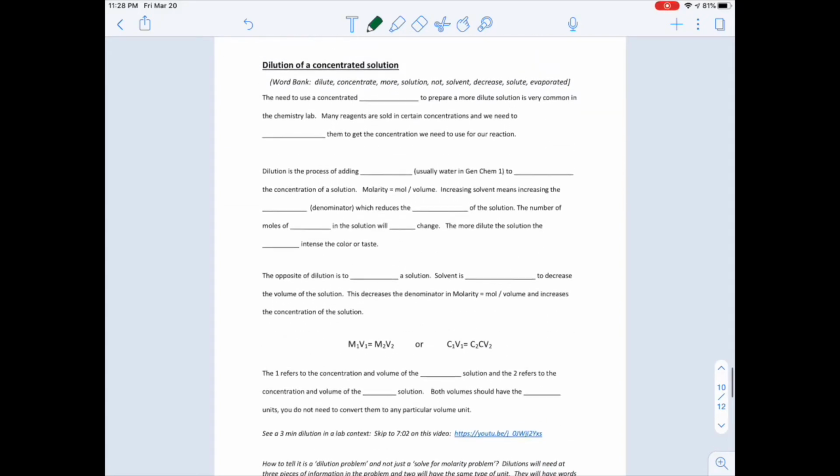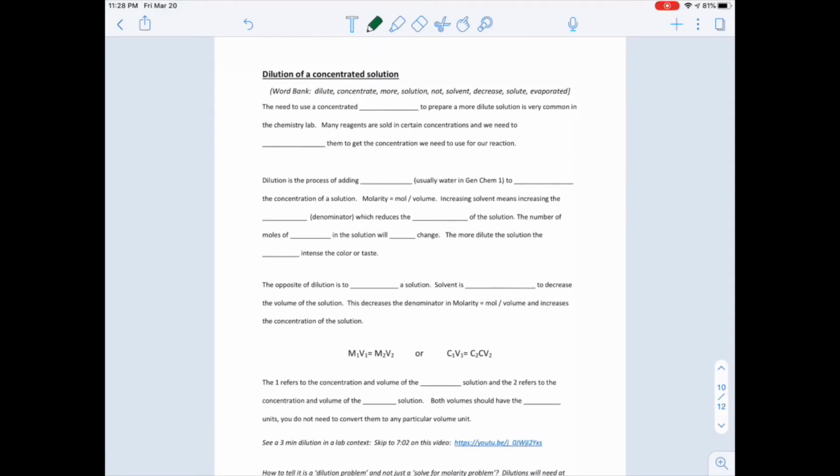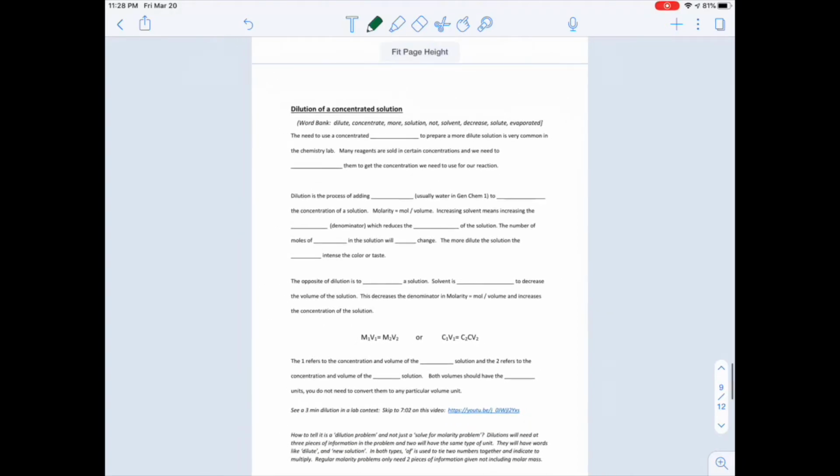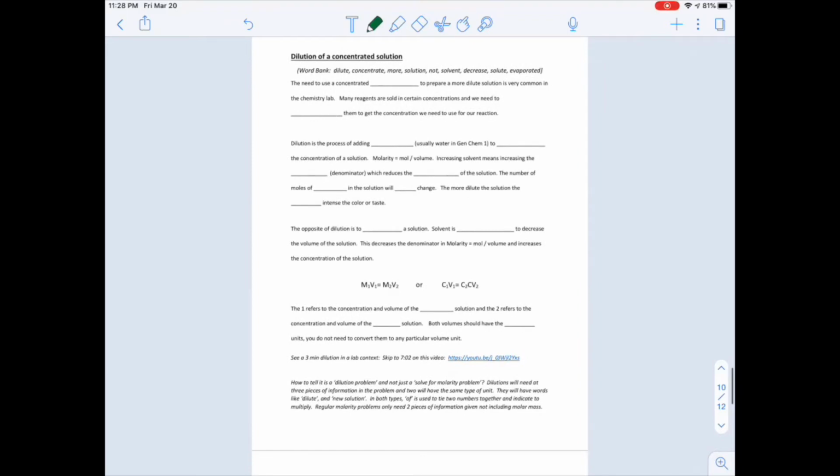Okay, so this is our last bit on this one. We have a little bit of thought again, trying to keep you engaged, and then we've got a few dilution problems, and then we're done. So go ahead and pause. Try to fill them in yourself first.